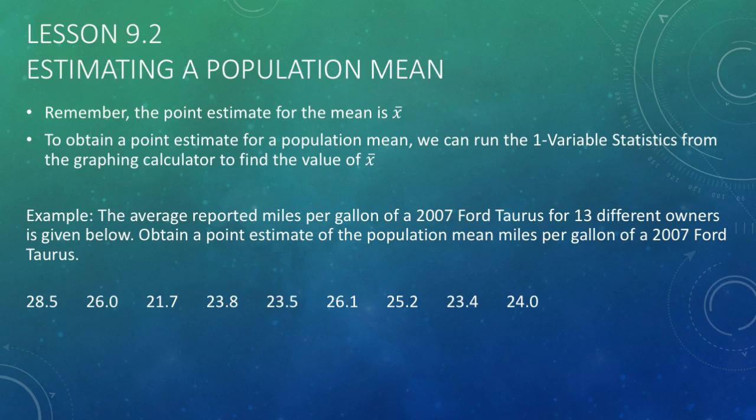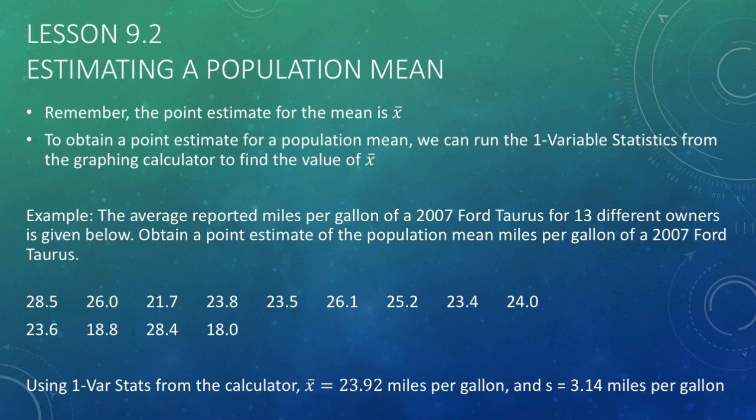So here are the miles per gallon. There's 28.5, 26, 21.7, 23.8. I typed all of these into list 1 in my calculator and did the one variable stats. Oh, there was a second row, sorry. And I got a mean of 23.92 miles per gallon and a standard deviation of 3.14 miles per gallon. Now remember, the calculator gives you two calculations for standard deviation. You want the one that's labeled S, not the one that's labeled with the Greek letter sigma.